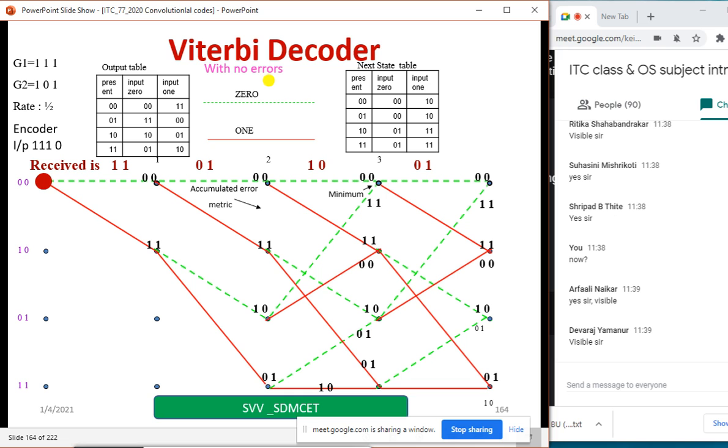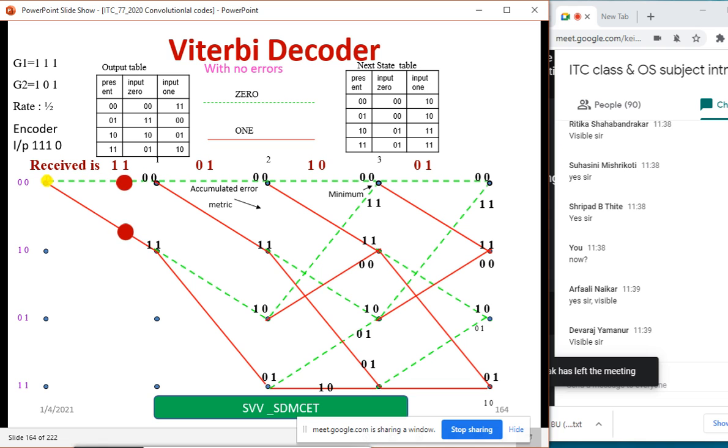Now let us consider the received sequence is 11011001. Please observe the screen carefully. I received these bits, and these are the states and these are the outputs, which we have already discussed twice. Now consider this point. From this point I have two paths. Observe carefully. So these are the two paths I am having now.